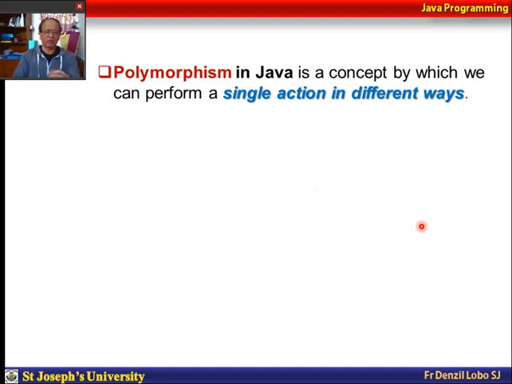For example, I want to find the area of a triangle. I could give only the length of base and height, or I could give the lengths of sides. So it should calculate the area of the triangle. That is called polymorphism. Single action, want the area, but in different ways. Let us see what it is.